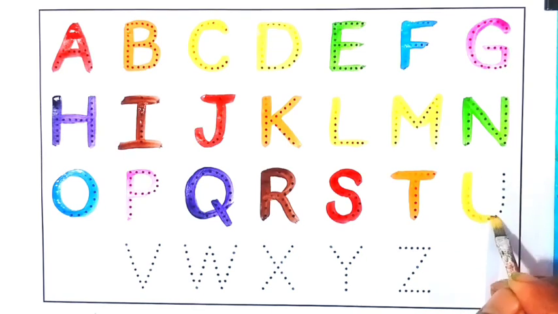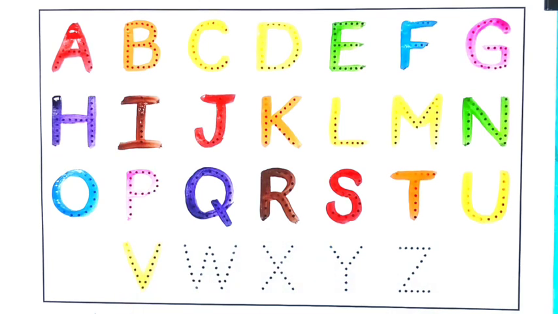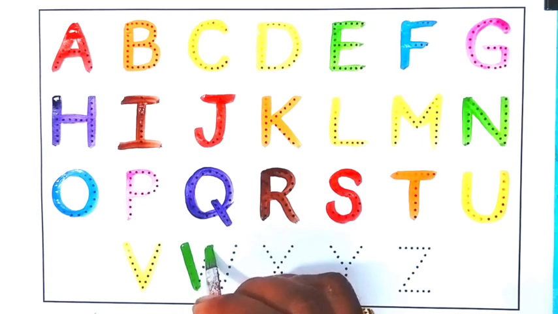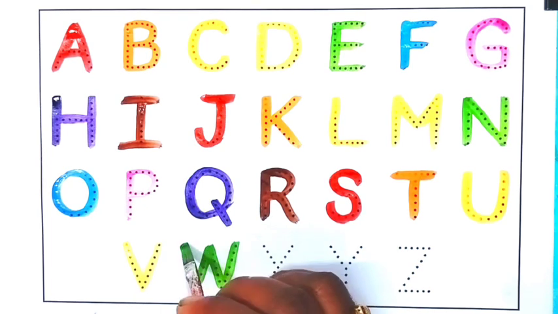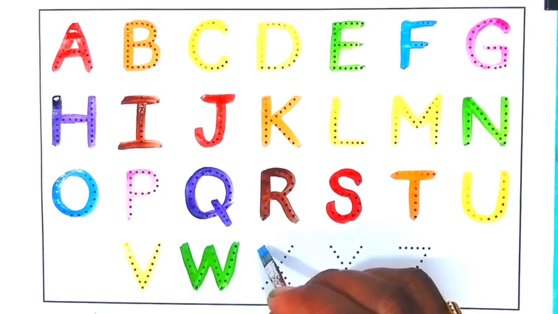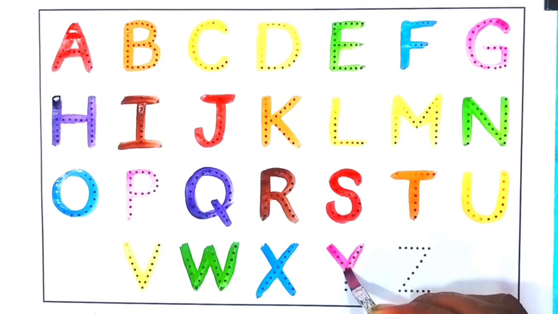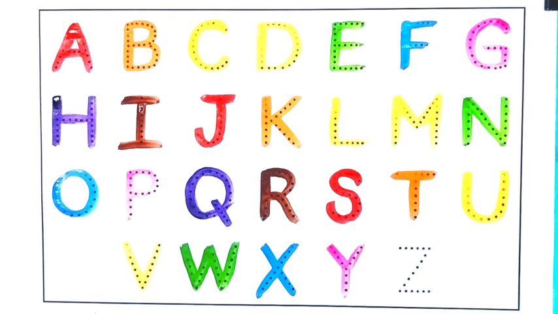U for umbrella. V for vegetable. W for watermelon. X for xylophone. Y for yacht.